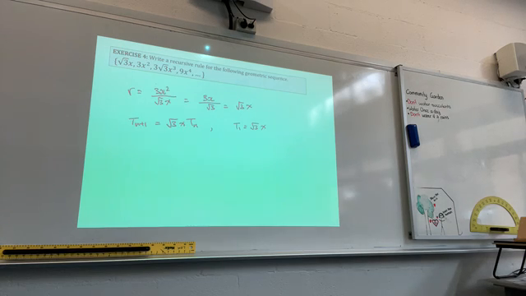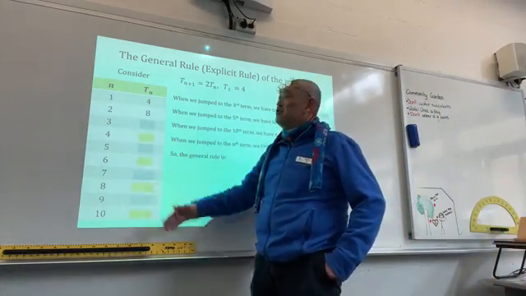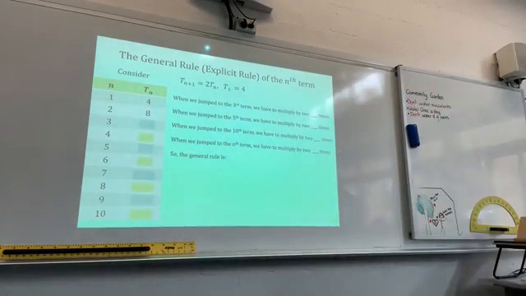Alright, let's move on. The next one I want to look at is the general rule or the explicit rule of the nth term. Now if you look at the recursive rule that I gave you, Tn plus 1 equals 2Tn, T1 equals 4. Can you therefore write down all the missing numbers in this table, please? You should be able to work it out. You know that from n1 to n2, this is multiplied by 2, and this should be multiplied by 2, correct? And so on and so forth.